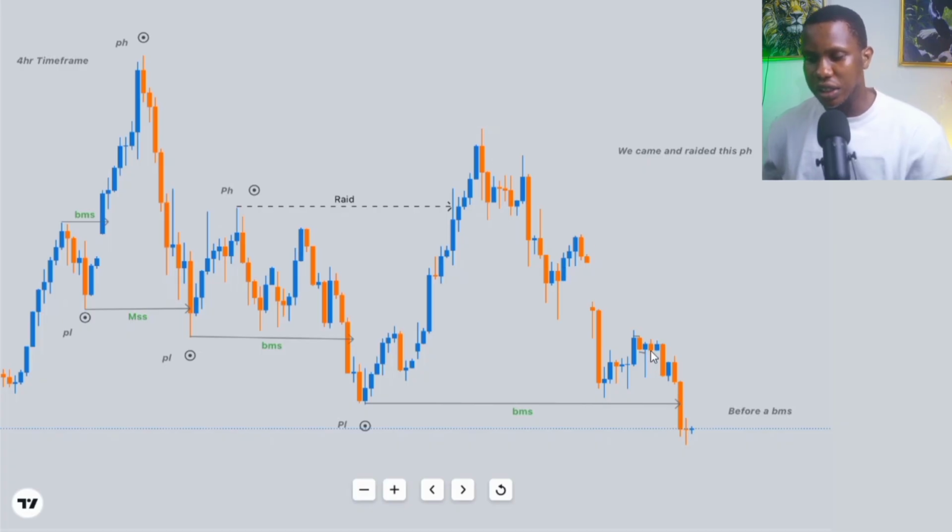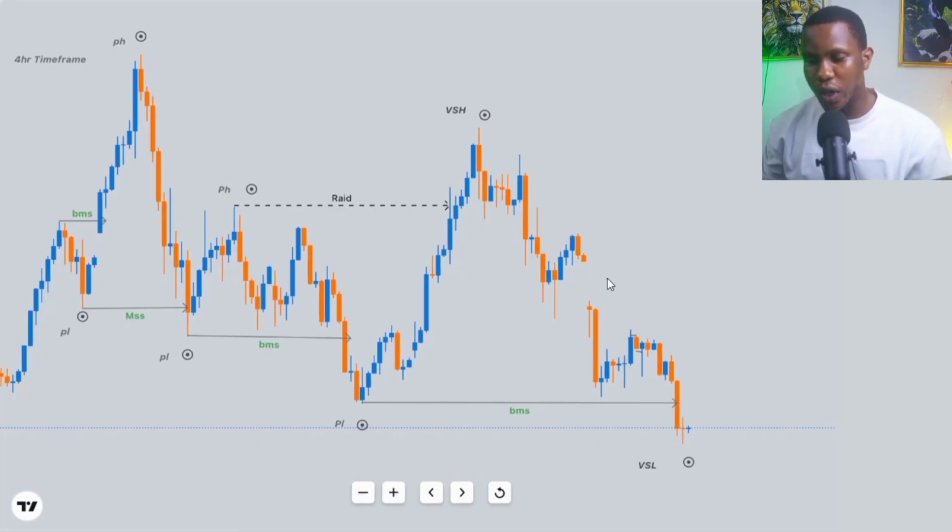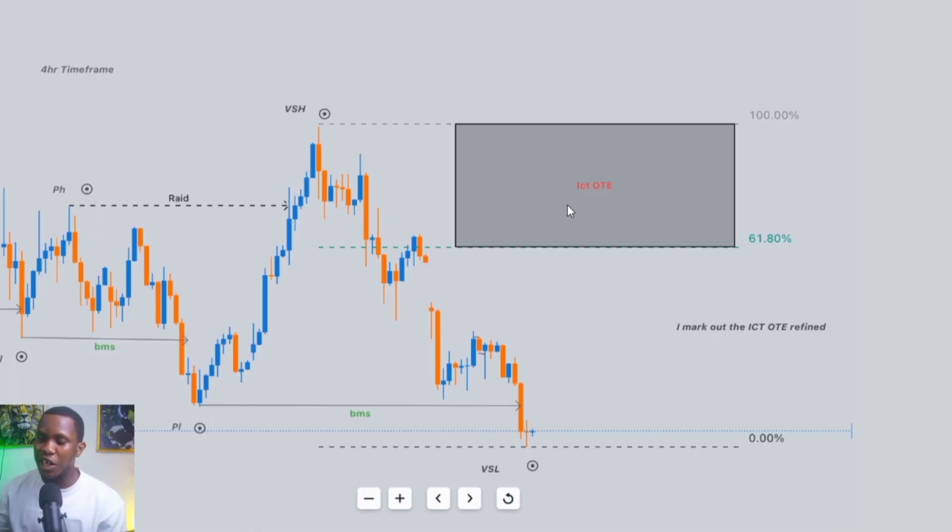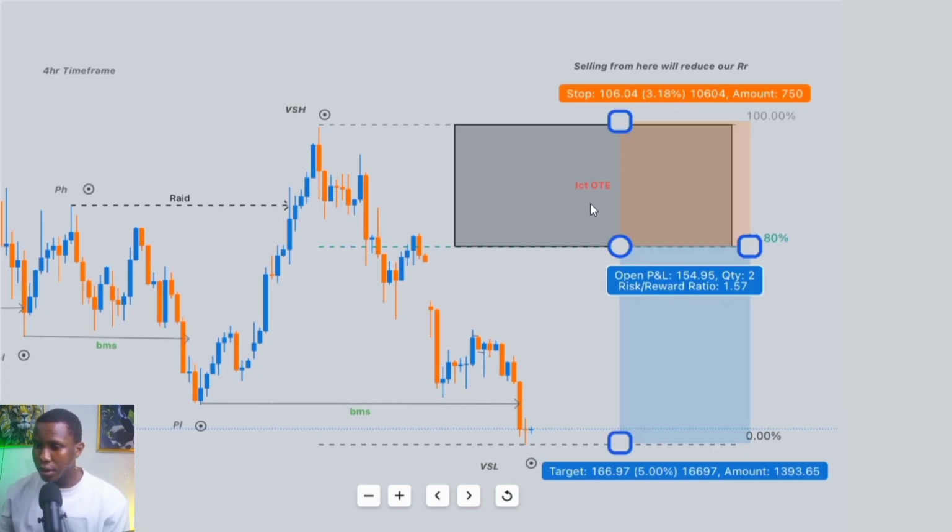All these are liquidity zones in the market. We'll talk more about that as we move on, which makes here my value structure high and here my value structure low. So I'm going to be marking out my ICT optimal trade entry refined. Selling from just from here, stop loss above here, target this low, we reduce our risk to reward ratio. In fact, it will give us a 1:1.5 risk to reward ratio.